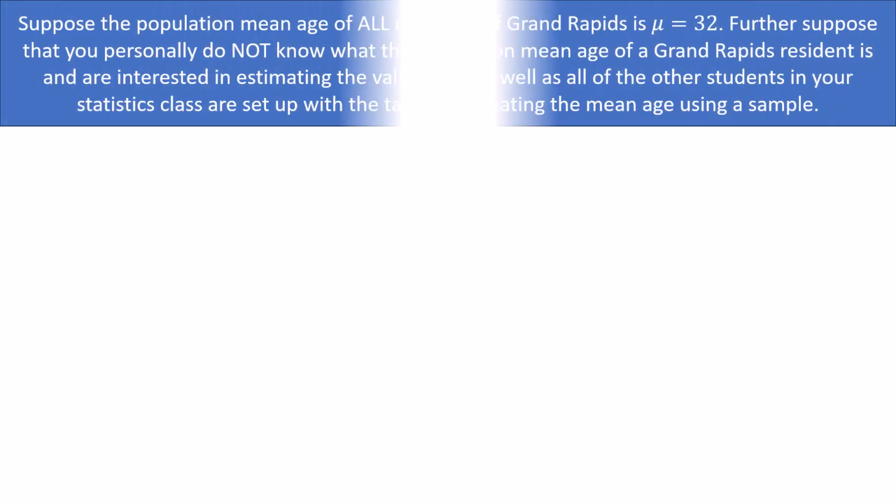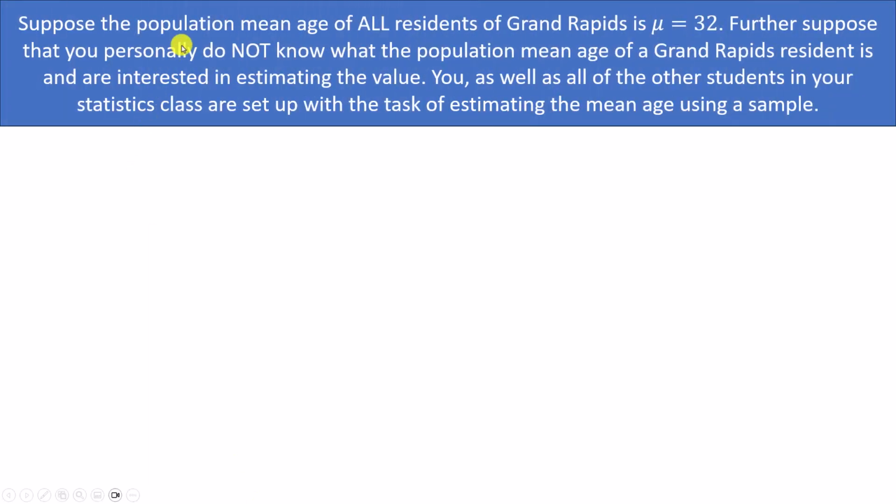Now, instead of just giving you the definition of the central limit theorem, I'm going to try to build up to it by looking at an example. So here's the example. Suppose that the population mean age of all residents of Grand Rapids is mu equals 32. So notice I'm using mu here for the population mean. This is the mean based on every single resident of Grand Rapids. Further, suppose that you personally do not know what the population mean age of a Grand Rapids resident is, and you're interested in estimating the value.